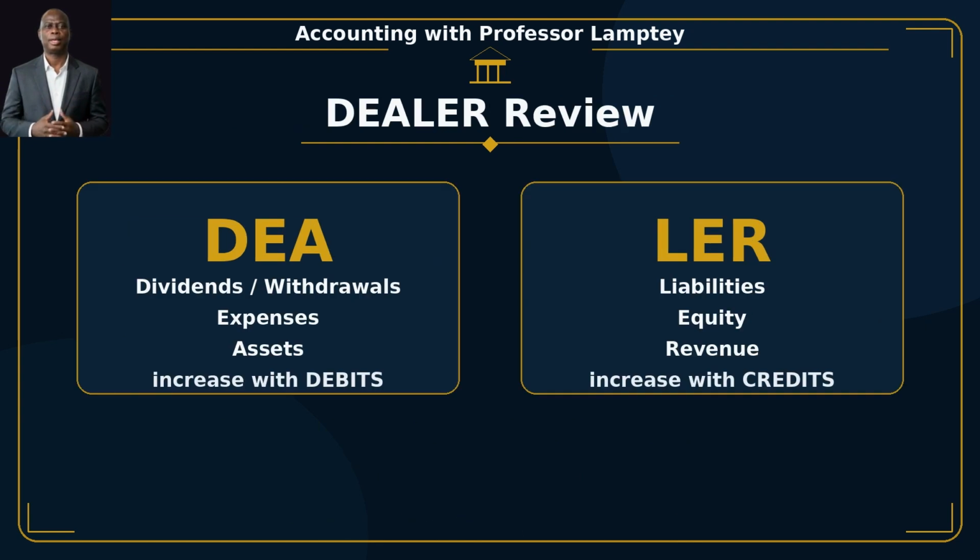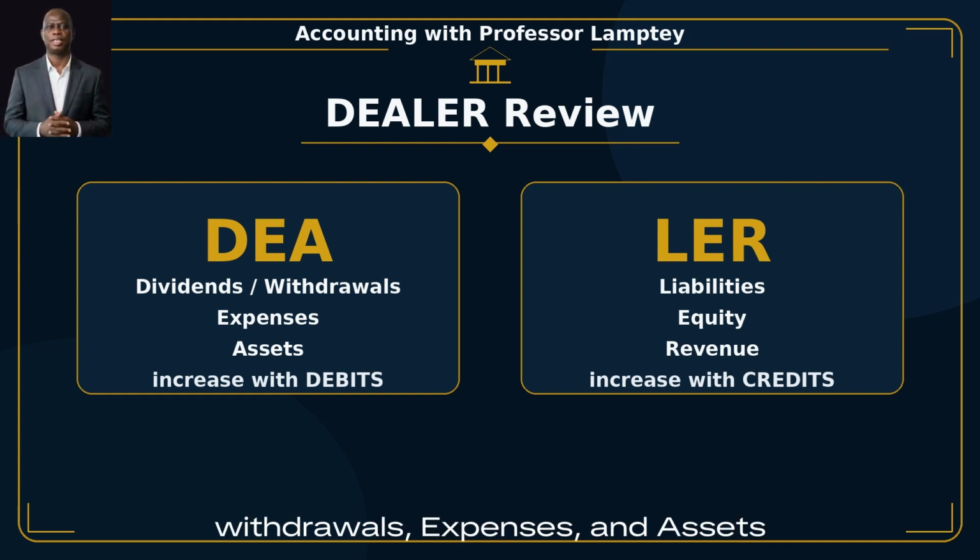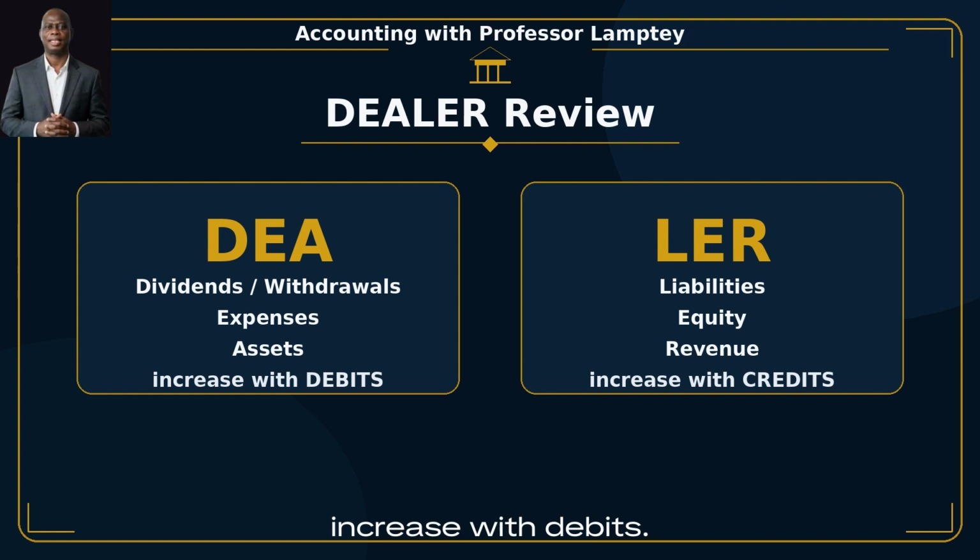Now before we work examples, let's bring back the memory trick from the last lesson. Dealer D, E, A increase with debits. That means dividends or withdrawals, expenses, and assets increase with debits. L, E, R increase with credits. That means liabilities, equity, and revenue increase with credits.